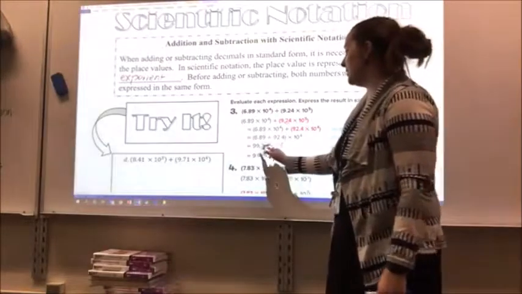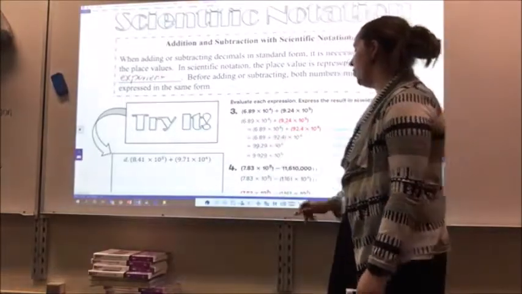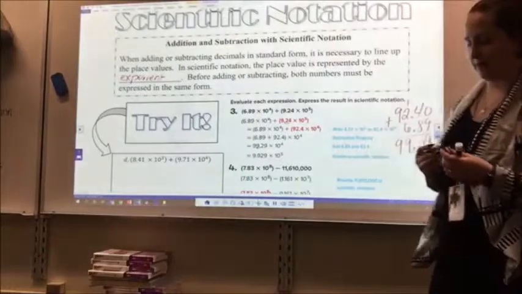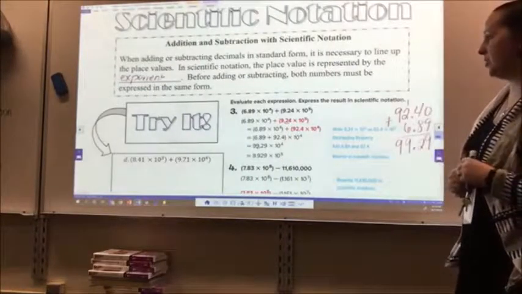So 99 is bigger than 10. I have to move my decimal one place back and add my exponent. Okay, so I get 9.929 times 10 to the 5th.